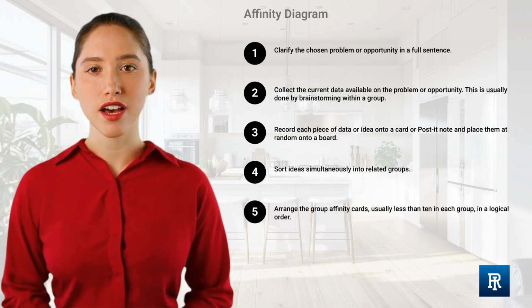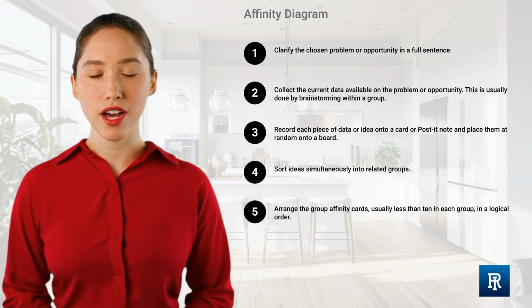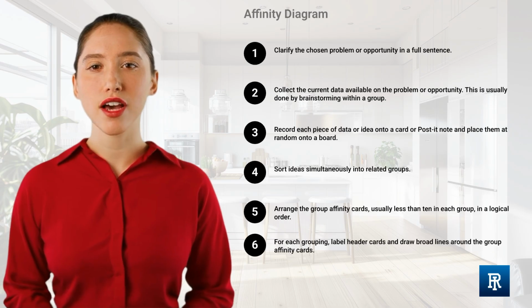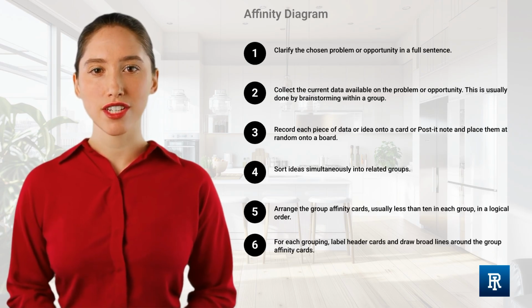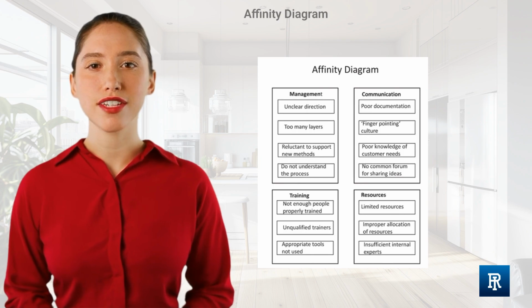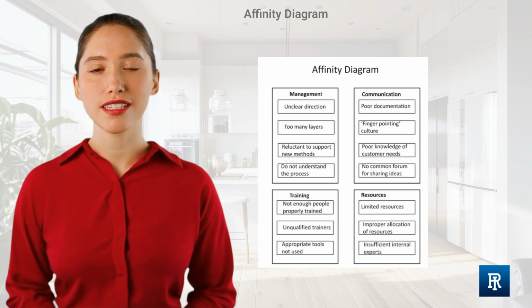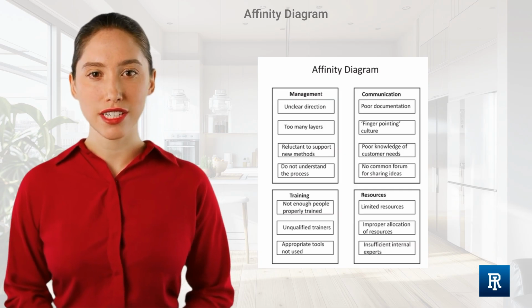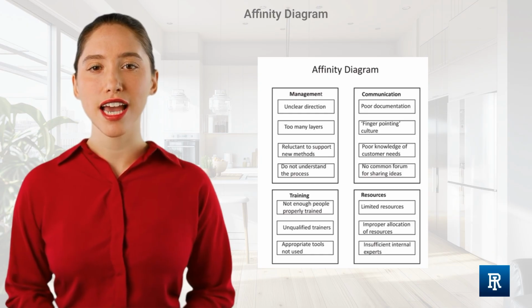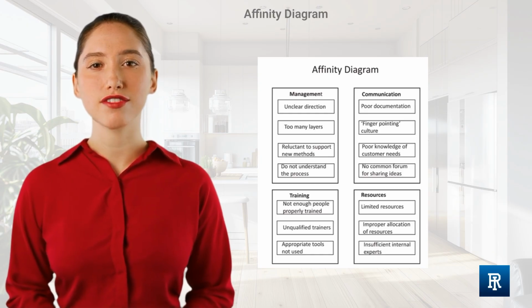Arrange the group affinity cards, usually less than 10 in each group, in a logical order. For each grouping, label header cards and draw broad lines around the group affinity cards. For example, suppose your team is investigating barriers to a quality improvement program. You collect all ideas, cluster them into themes such as leadership, communication, or training, and label them. That's your affinity diagram.